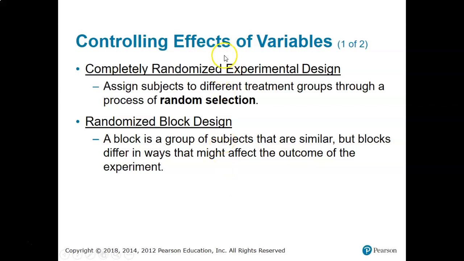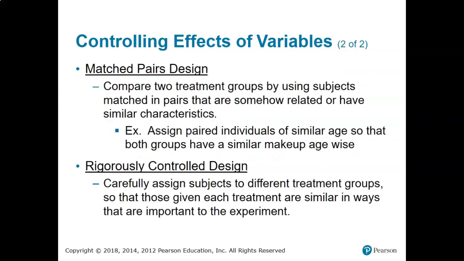Okay, when we control for the effects of the variables, we can do that through a couple different ways. We can do completely randomized experimental groups. So we have different treatment groups and we just randomly assign subjects to each of those, to the treatment and to the placebo group and so forth. We can do randomized block design. That is a group of subjects that are similar, but blocks differ in ways that might affect the outcome of the experiment. So maybe with this, you might have blocks with males and females and so forth.